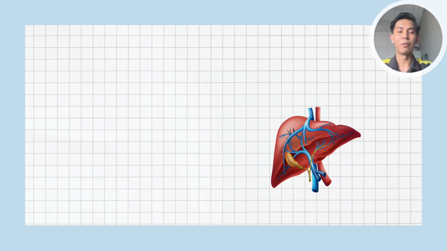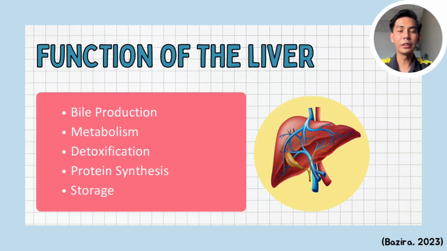There are five main functions of the liver, which are bile production, metabolism activity, detoxification, protein synthesis and also storage. For bile production, the liver produces bile which aids in the digestion and absorption of fat in the small intestine. And for metabolism, it metabolizes carbohydrates, proteins and fats, converting excess glucose to glycogen for storage and regulating blood sugar level.